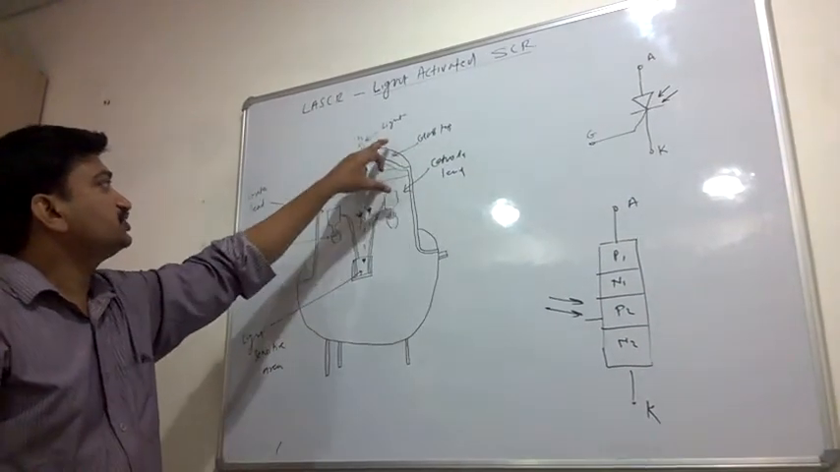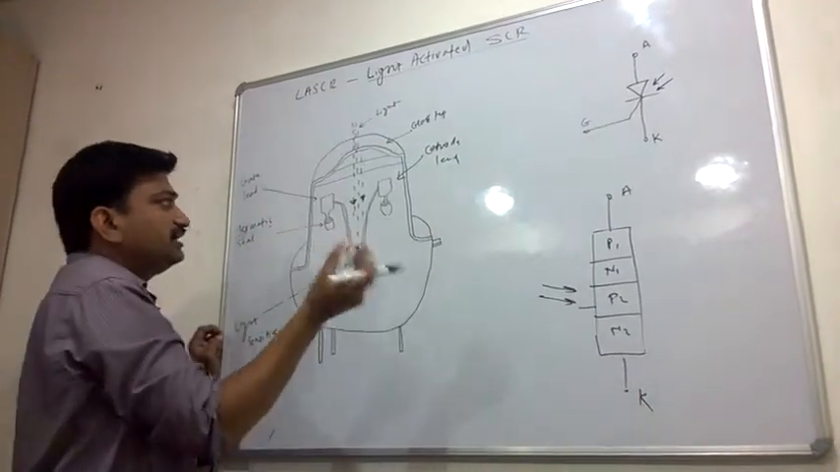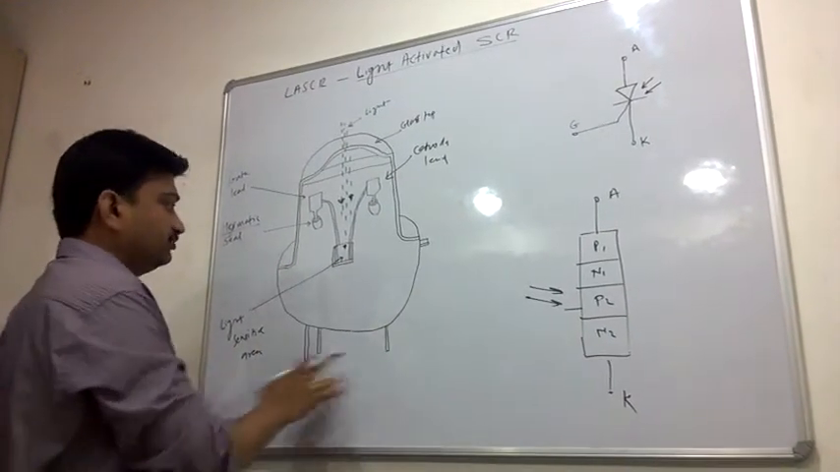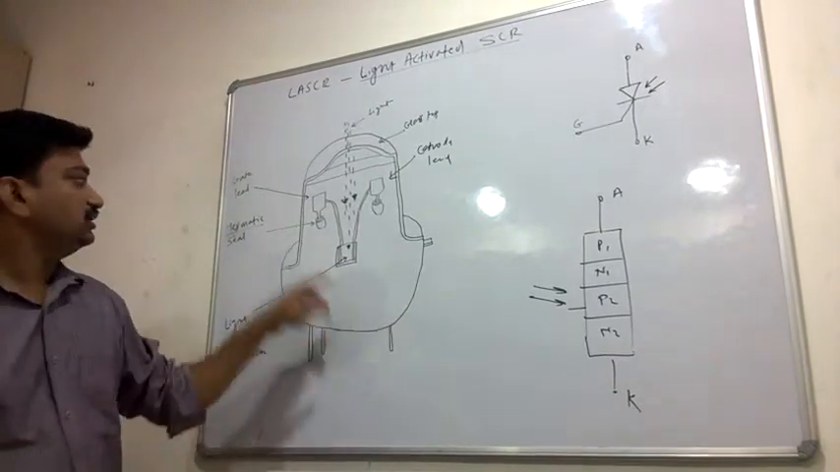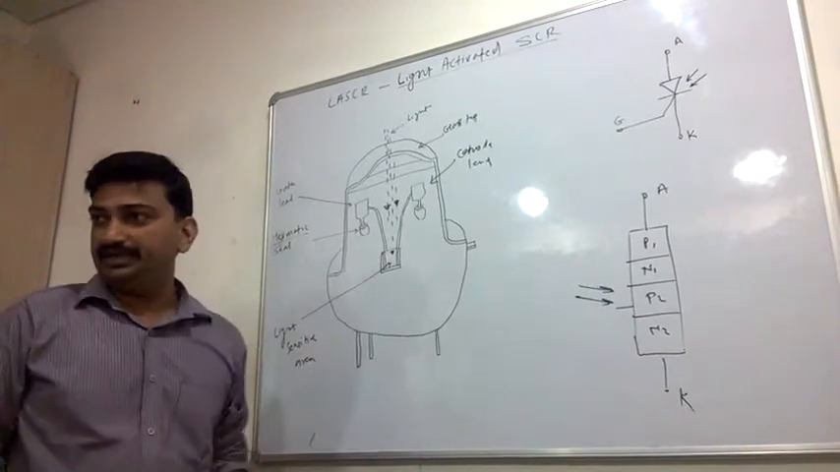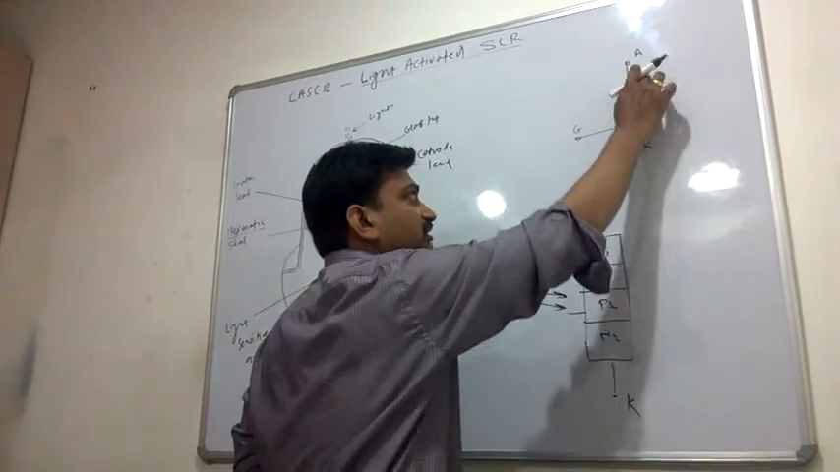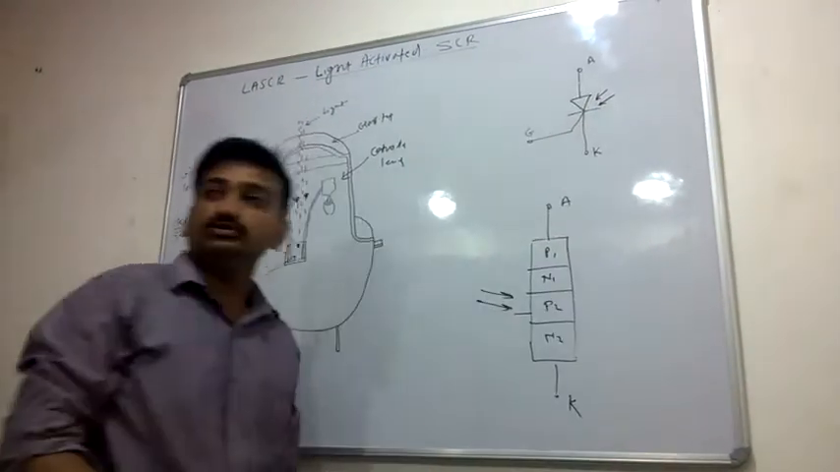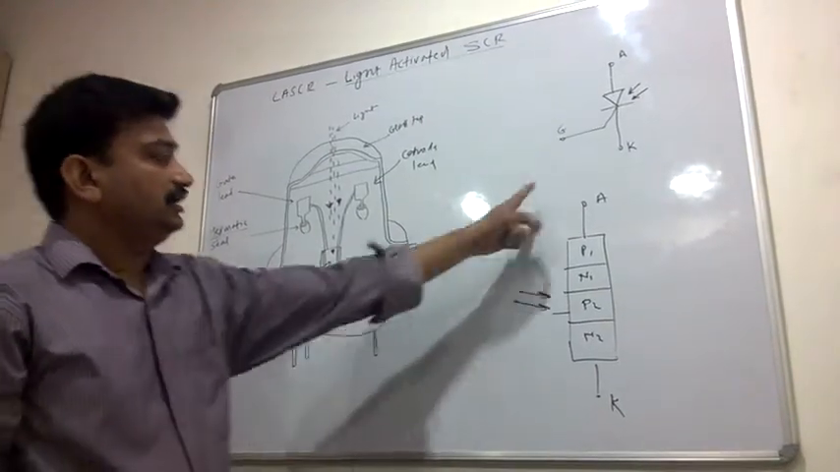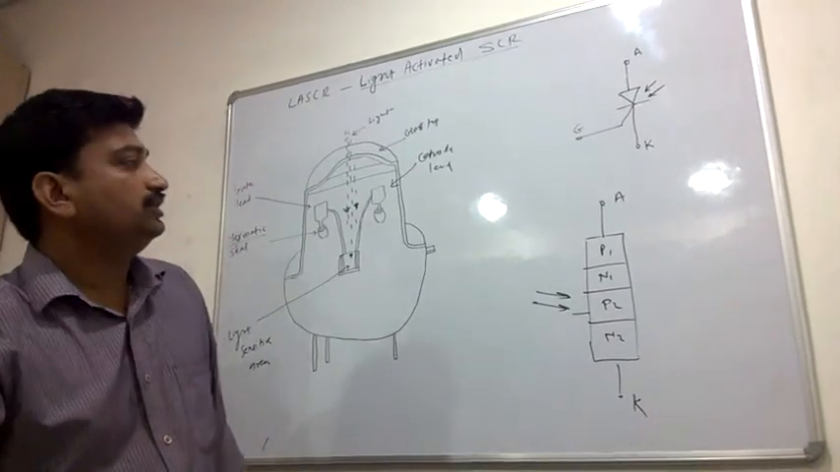So this is the construction of LASCR, which consists of a glass type container in which two plates and a light sensitive area are there, anode, cathode, and the three terminals. What is important is the hermetic seal, gate lead, cathode lead, glass covering, and light sensitive area, and the three terminals. The symbol is same as that of a SCR, but it includes the two arrows which indicate that it is a light activated SCR. Anode, cathode. So this is the construction. Let us see how it works.